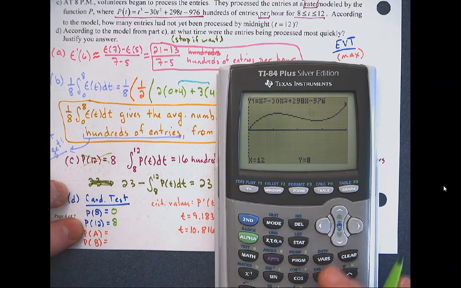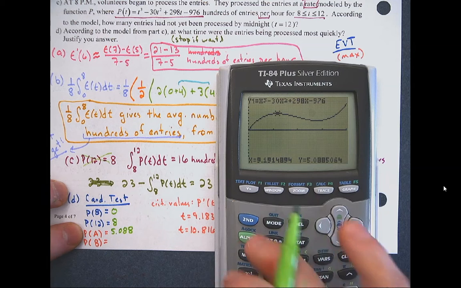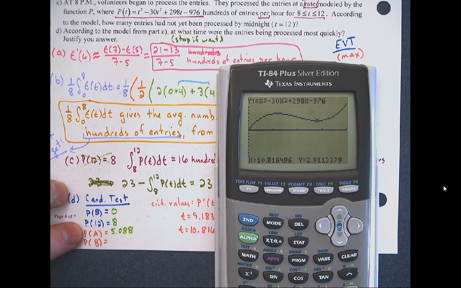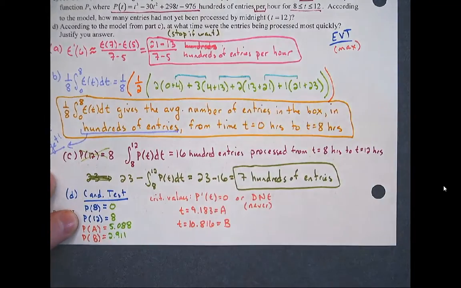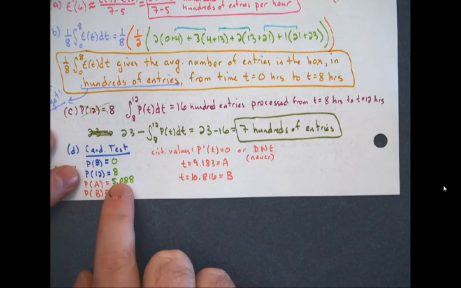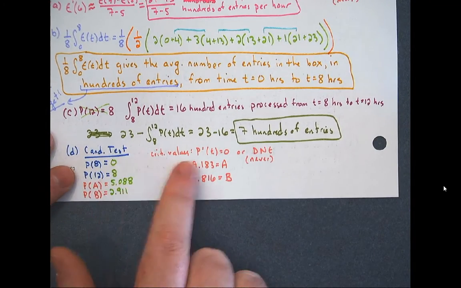What's happening at... so I hit trace and then I hit alpha A, and it'll take that A value that we stored and plug it in. And we get 5.088. And then I hit trace again, or you don't even have to hit trace again, but I call it alpha B. That's 2.911. So who's our max? P of 12 equals 8 is our maximum, but we still needed to talk about A and B because those are our crit values, so they're candidates. They're ones that we could possibly have.